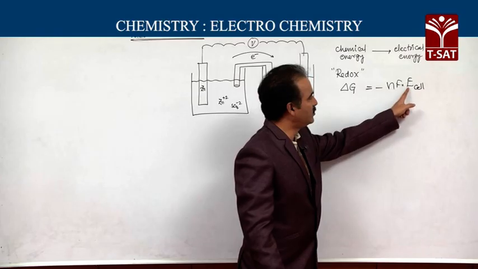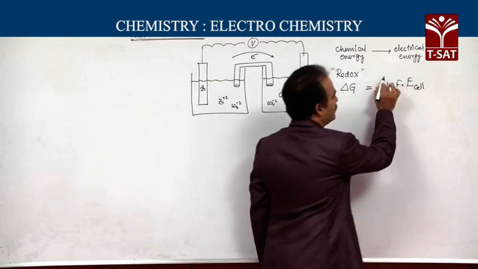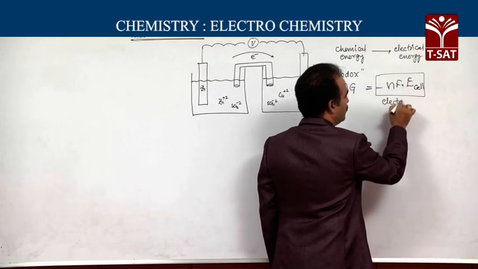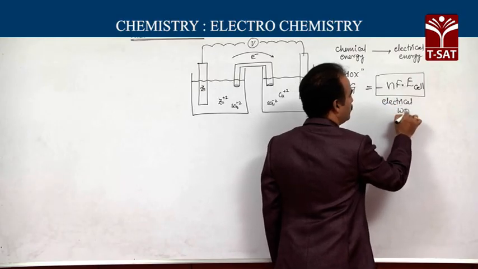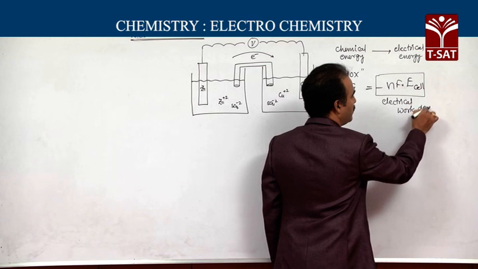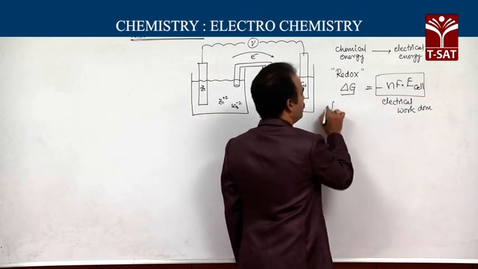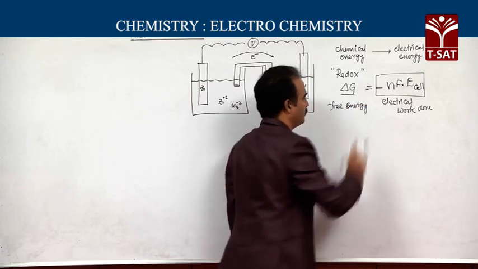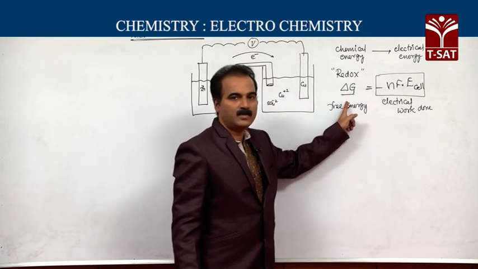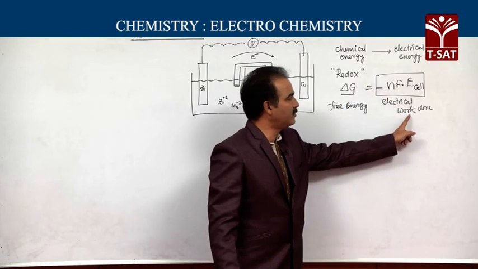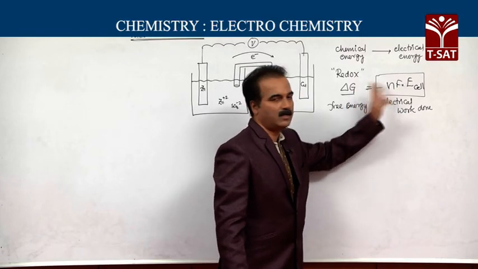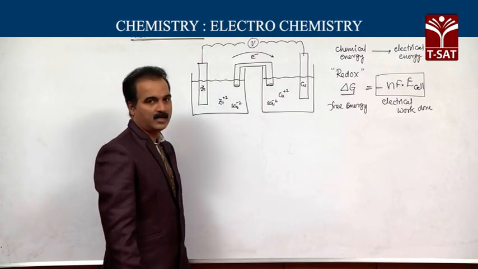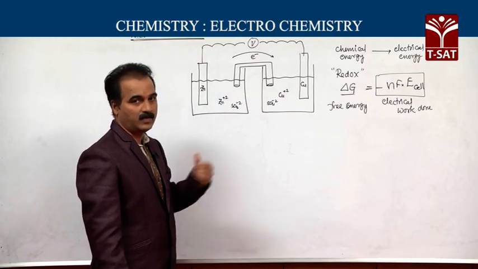The product of these two is nothing but the electrical work done, and this electrical work done is equivalent to the change in free energy of the redox reaction. The change in free energy of the redox reaction converts into electrical work done. This is the numerical relationship. Let us now look at what an electrochemical cell is, its construction and working.